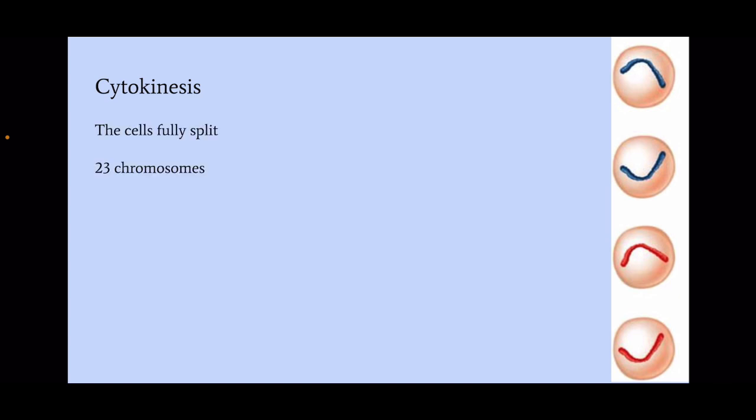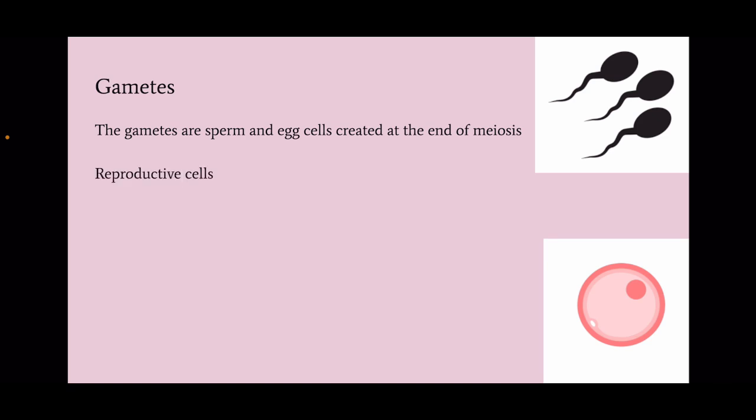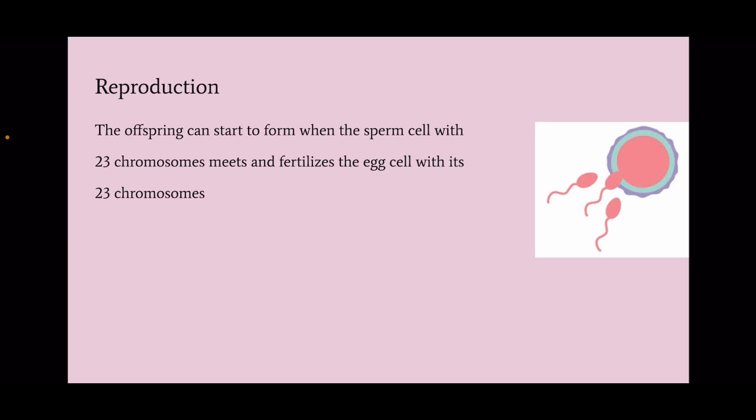And again, there are 23 chromosomes in each. These fully split cells with 23 chromosomes are gametes. They are reproductive cells. They are egg and sperm cells created at the end of meiosis. And they are created in the testes and ovaries, depending on if they are male or female. Reproduction happens when an offspring can start to form when the sperm cell and its 23 chromosomes meet and fertilize the egg cell with its 23 chromosomes.